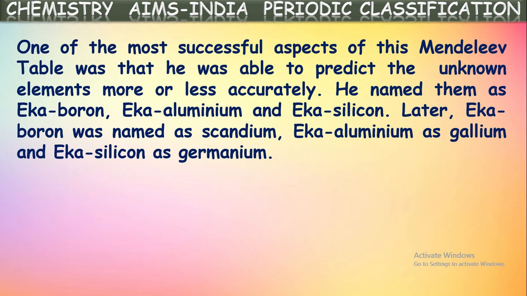Not only that, there are some more elements like that. For example, he left a place down to aluminium, and he called that element which is to be found Eka aluminium. Later on, they discovered that element and named it gallium. Similarly, Eka silicon was discovered later and named germanium. In this way, by predicting the unknown elements, he succeeded.